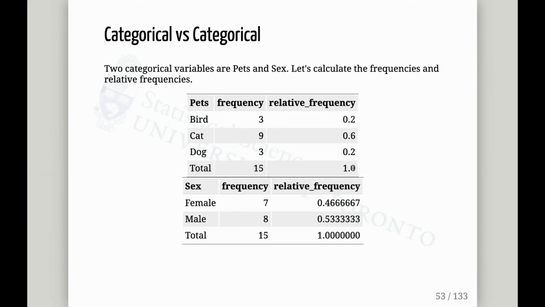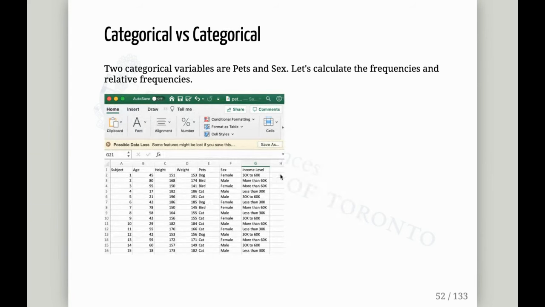Let's talk about males versus females. There are 15 observations in total, so I just need to count one of them. Let's say females. I have 1, 2, 3, 4, 5, 6, 7 females.